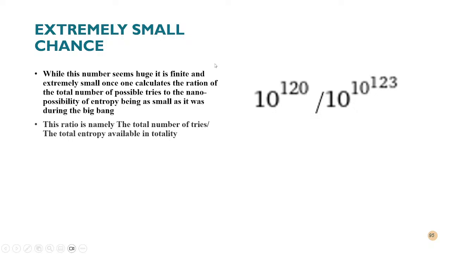And he's showing that even though 10 to the power of 120 is a pretty large number, it is insignificant once one divides the total number of tries by the likelihood of a low entropy at the time of the Big Bang. And so this number is significantly minuscule, almost infinitely small, based on calculus assumption or jargon.